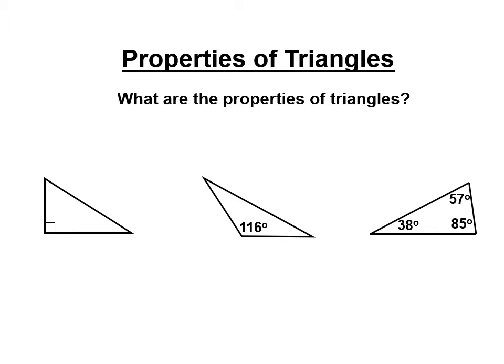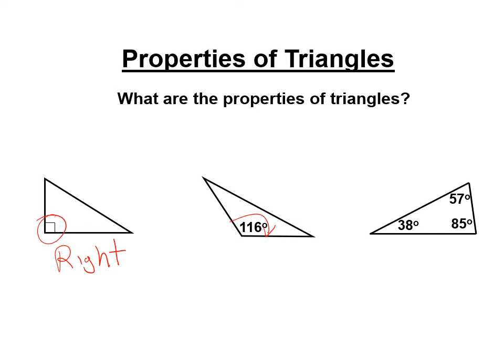So let's learn things about triangles. Now there's 3 kinds of triangles. Do we know all 3 kinds? Well, this is a 90-degree angle, but it's also called a what? A right angle, and this makes this a right triangle. If it has a right angle, it must be a right triangle.